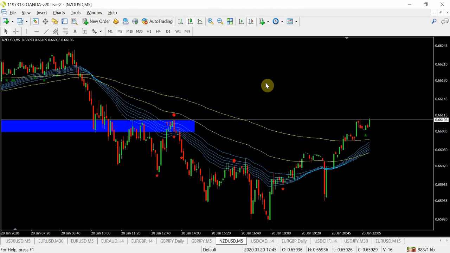So in today's video I'm going to be looking at the New Zealand dollar versus the American dollar on the 5-minute chart. This trade happened today, 20th of January, and I'll be looking at this bearish bar over here, and I'll go through the reasons, and I think there's 5 of them, of why this particular trade is a high probability trade.